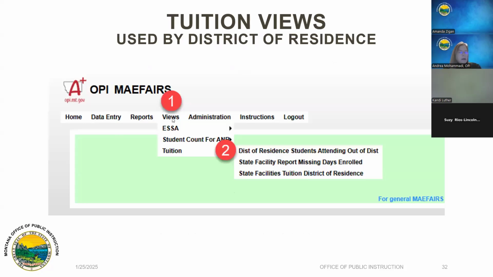If you are a district of residence, I've got to make sure I say this right because I get these confused a lot. District of residence, you can go in and you can select under views tuition, and you select this first one, District of Residence students who are attending out of district. And it's going to give you a list of your kiddos that you can expect an invoice from. It gives your kiddos and what district they're attending.